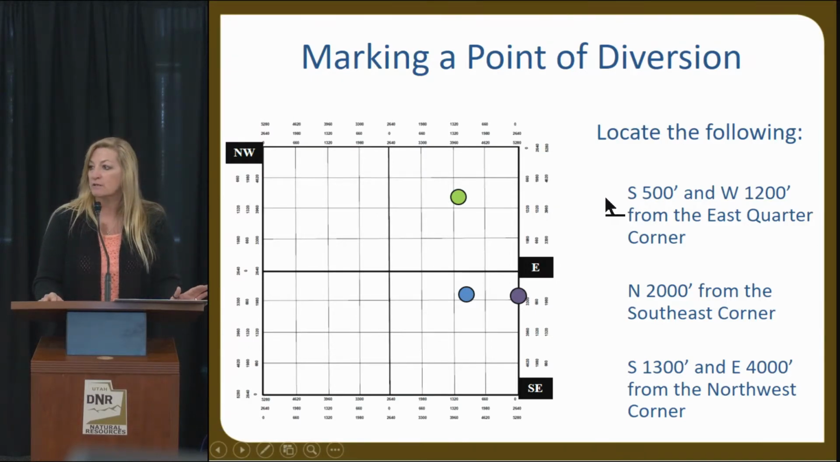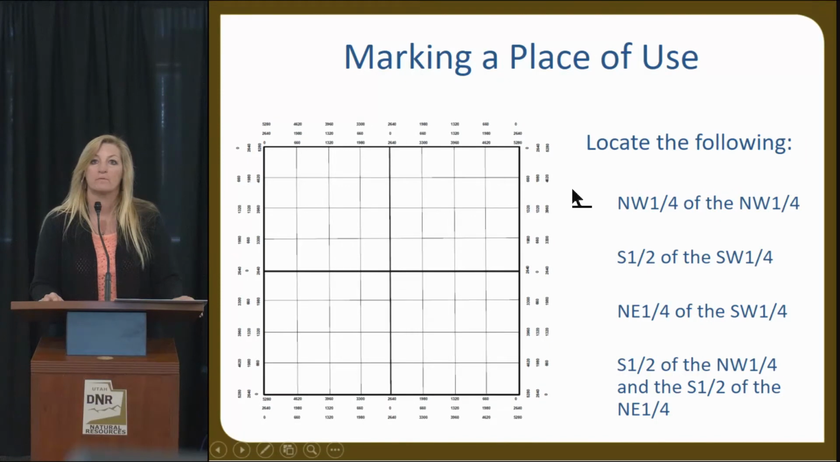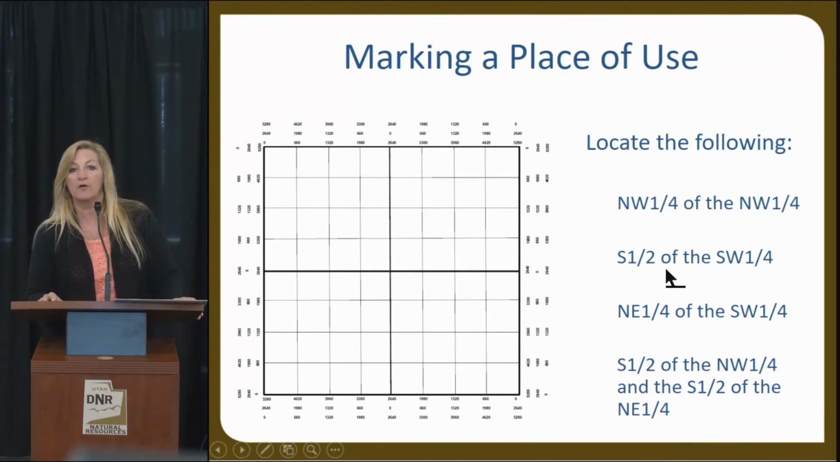Any other questions? Okay. Okay, so now we are going to, that was point of diversion. Now we're going to do the marking of the place of use. So this is where you're going to go quarter section by quarter section. So this is a section. So this would be the northeast, northwest, southeast, southwest. Say we want the northwest quarter of the northwest quarter. Okay, that's going to be this.